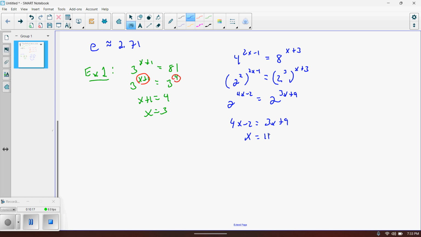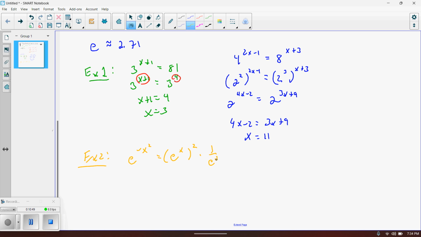All right, let's try another one. So both of those two things had things that we could make common bases out of. Let's try e to the negative x squared equals e to the x, that whole thing squared, times 1 over e cubed.